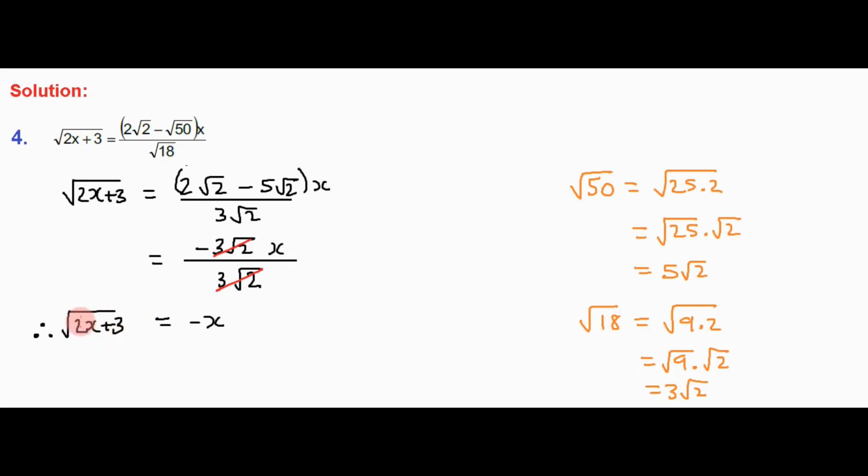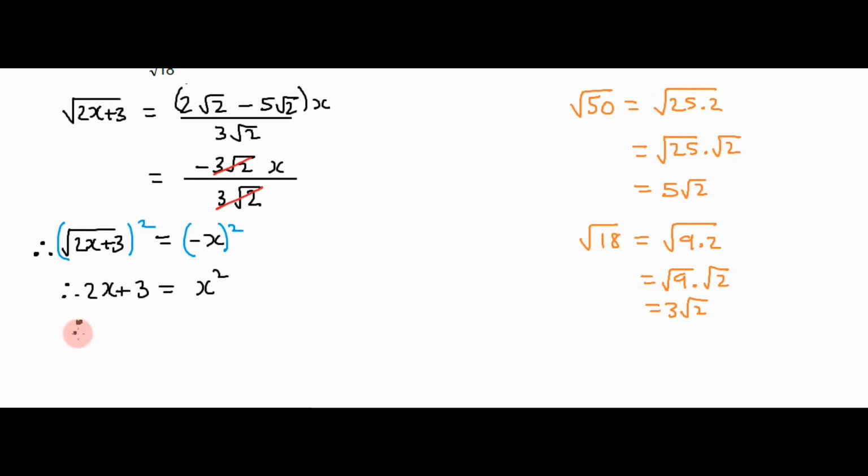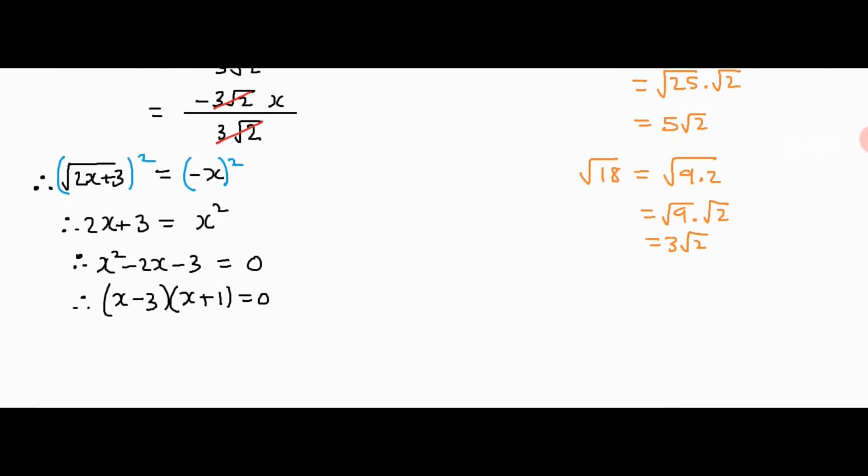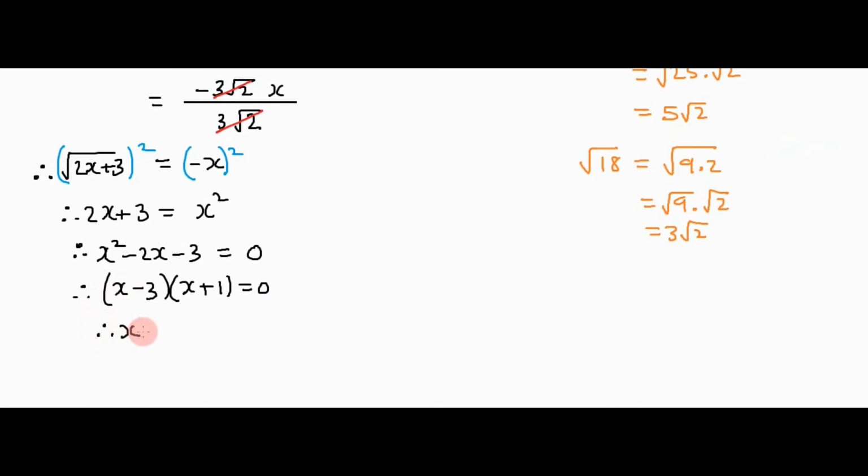Now we can get rid of the square root on the left-hand side by squaring both sides. Then on the left-hand side, the square root drops. And on the right-hand side, we have x squared. We can bring all the terms to one side. Now we can factorize. And we solve for x. So x will equal negative 1 or 3.